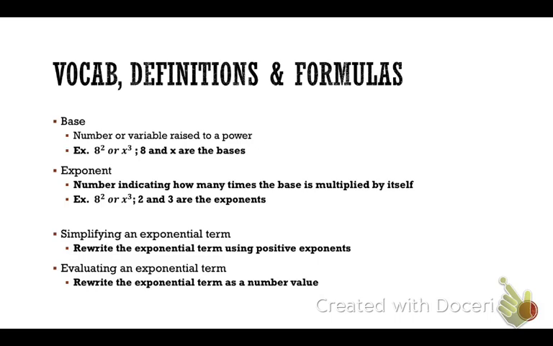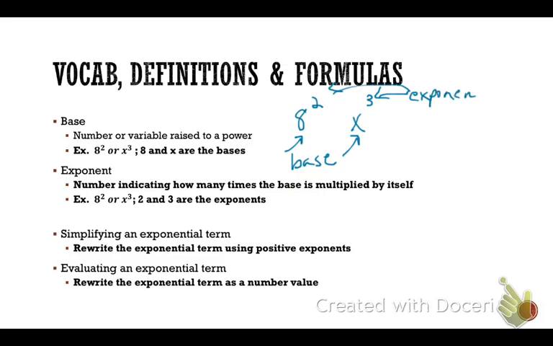So in math, when we talk about the base of a term, that is a number or variable that's being raised to a power. Some examples that I have there for you are 8x squared or x cubed. So 8 to the second power, x to the third power. So we have a number and a variable. Those are our base. Now the little number up and to the right, that's an exponent, and that's a number that indicates how many times the base is multiplied by itself. So here, the 2 and the 3, those are what we call the exponents.